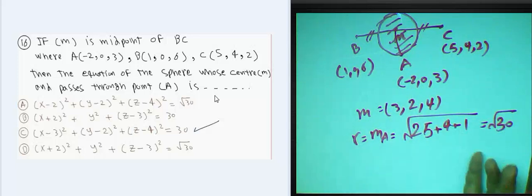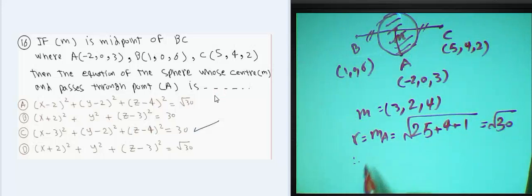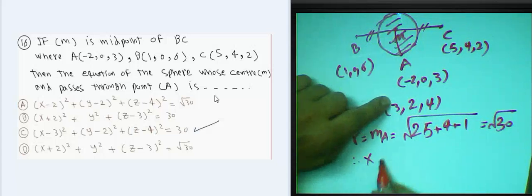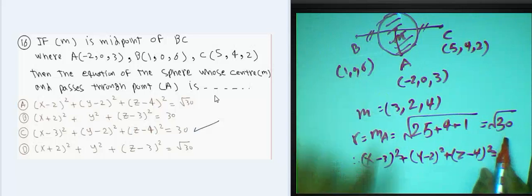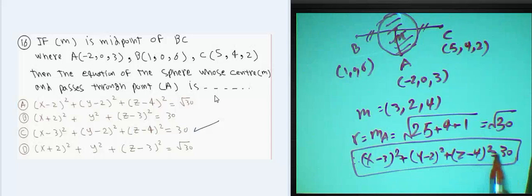Okay, we have the radius and the center. Then you can write the equation of the sphere. We can write x minus the center M: (x minus 3) power 2 plus (y minus 2) power 2 plus (z minus 4) power 2 equals r power 2. The radius squared here will be 30. Okay, choose letter C for this example. It's very easy for you.